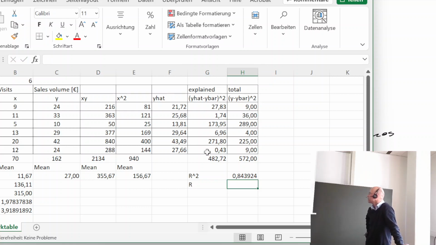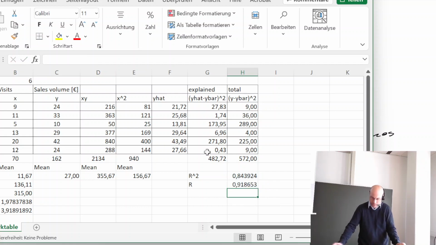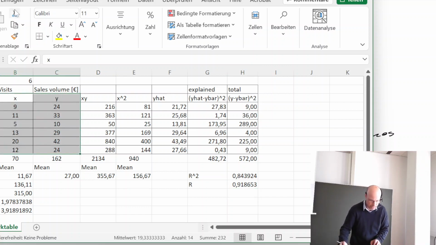And how do we obtain then r? What do I have to do? Yes, of course. Taking the square root, we obtain 0.92 roughly. And what else do we have to do? Not only taking the root, but also we have to look at the data, and let's just show what the data looks like.